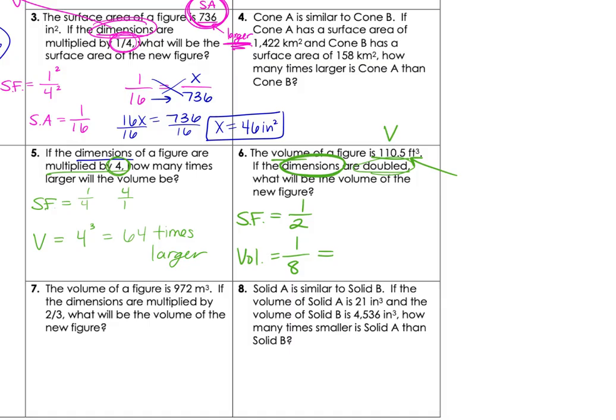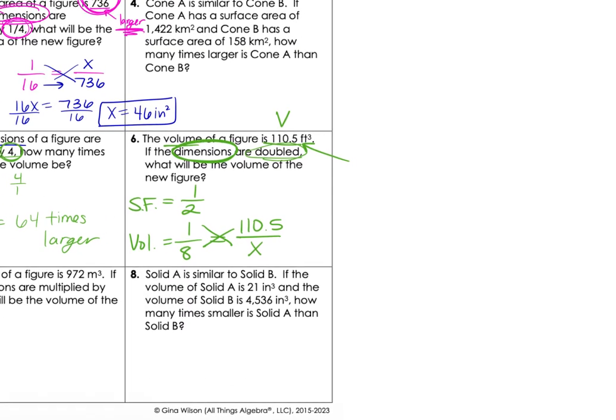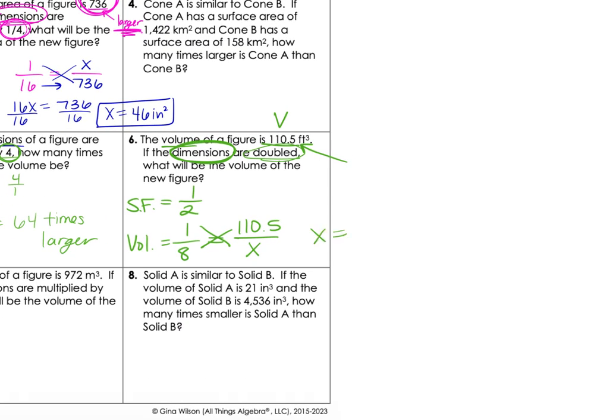So if the volume ratio is 1 to 8, then you would go 110.5 is your smaller volume over whatever that new volume would be. And now you can just cross multiply that. So you get x equals 8 times 110.5, which is 884, and it's a volume, so cubic feet.